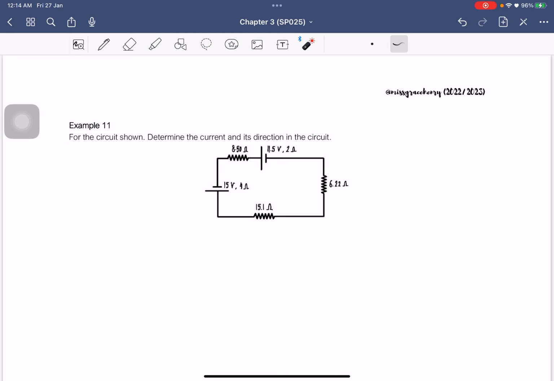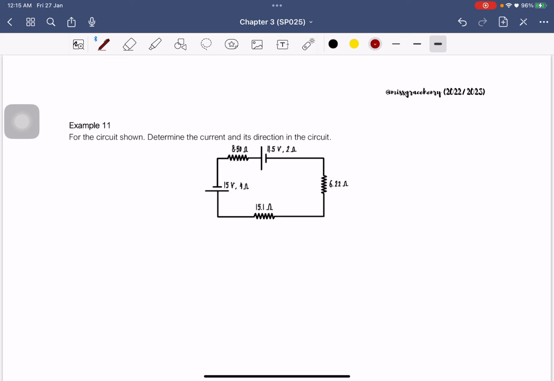Okay, now let's look at example number 11. In this one, we have to determine the current and its direction in the circuit. So direction tu dia just positive atau negative lah. Kamu just lukis dia punya direction di dalam diagram. Kamu perlu lukis balik dia punya loop tu nanti supaya kamu boleh senang solve dia.